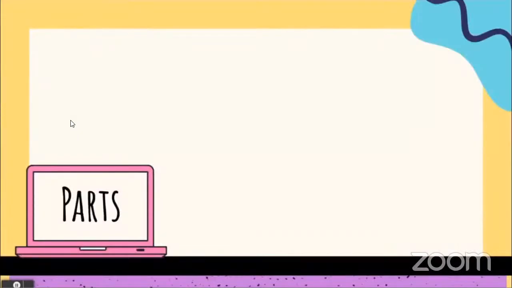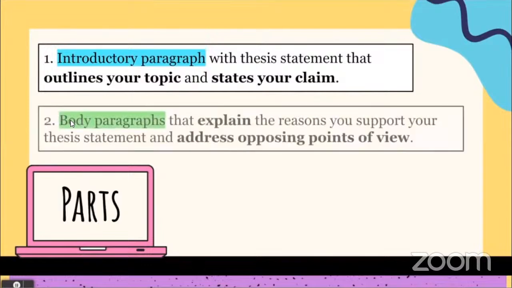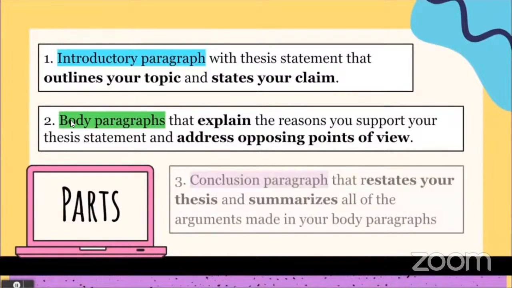So here are the parts of an argumentative paper that we'll be going in depth into in the next lessons. Part number 1 is your introductory paragraph. This has your thesis statement that outlines your topic and states your claim. Part number 2 are the body paragraphs, and typically we have 3. And these explain the reasons you support your thesis statement and address opposing points of view. Opposing means opposite viewpoints. And the third part is your conclusion paragraph, and that restates your thesis and summarizes all of your arguments made in your body paragraphs.